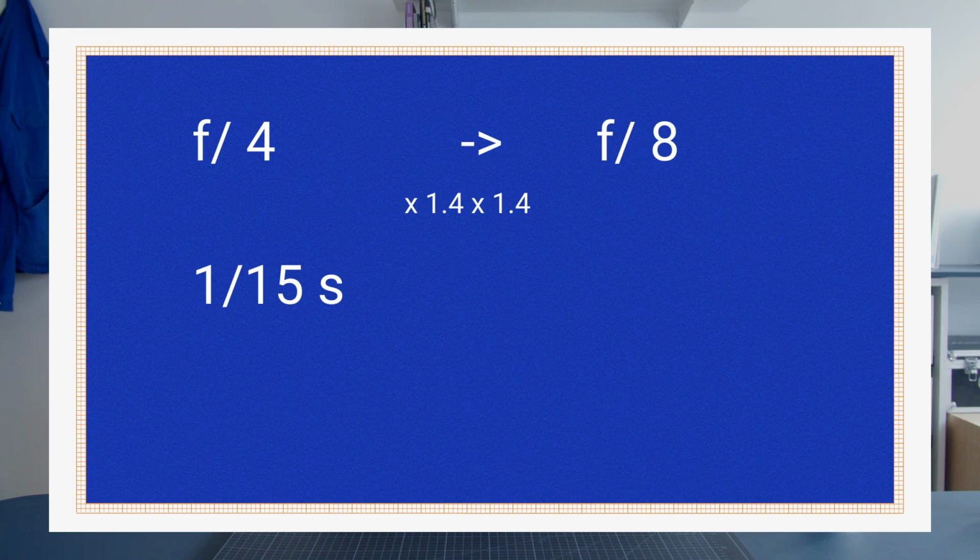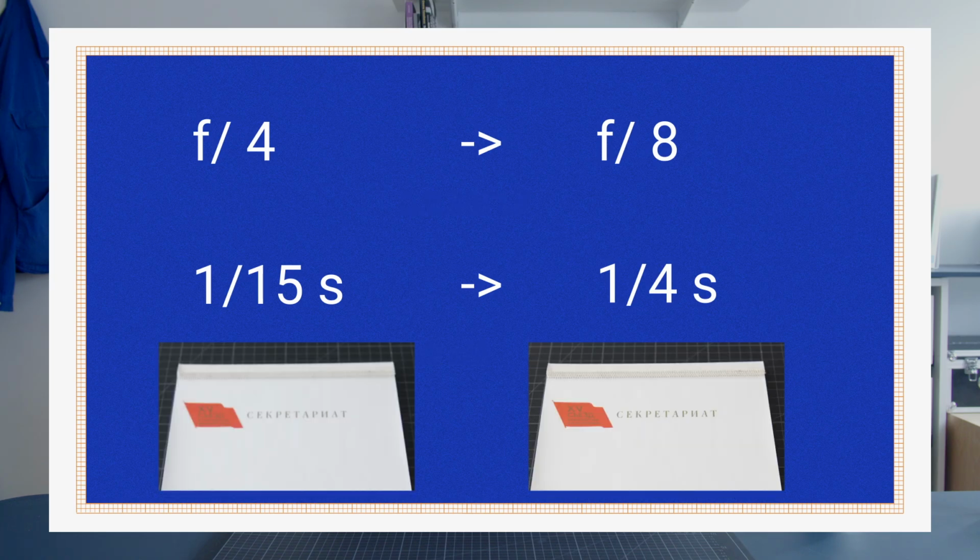I need to compensate 2 stops of exposure from closing the aperture by adjusting shutter speed. So 1/15th multiplied by 2 twice becomes 1/4 of a second. This all means that I got 2 images with the same exposure shot with different settings. The pairs of f4 and 1/15th of a second and f8 and 1/4 of a second produce the same exposure and brightness, yet they have a different depth of field.